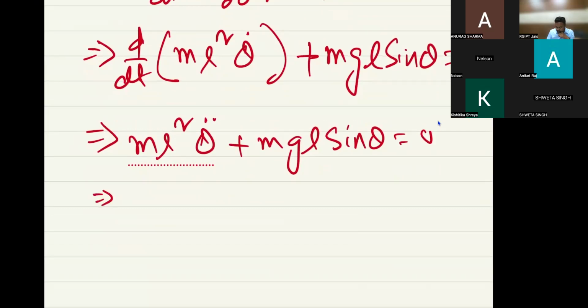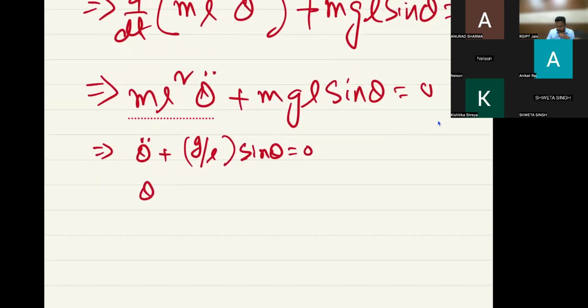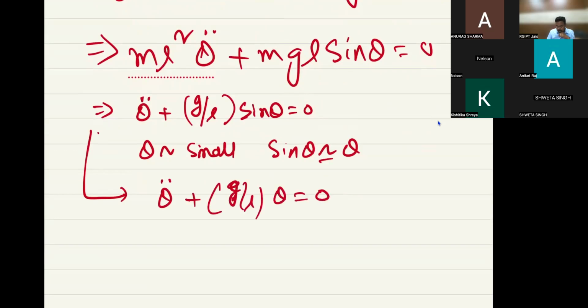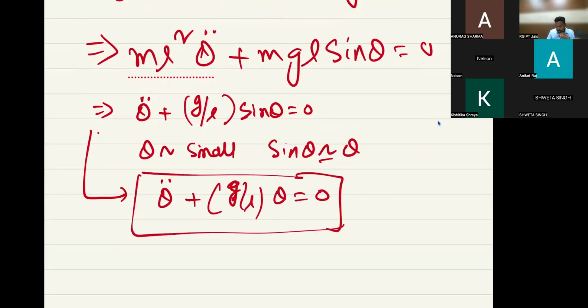Or from here you can write theta double dot plus g by L sine theta equal to 0. And if theta is small, then you can write sine theta nearly equal to theta. So from here, theta double dot plus g by L theta is equal to 0. This is your equation of motion for the pendulum.